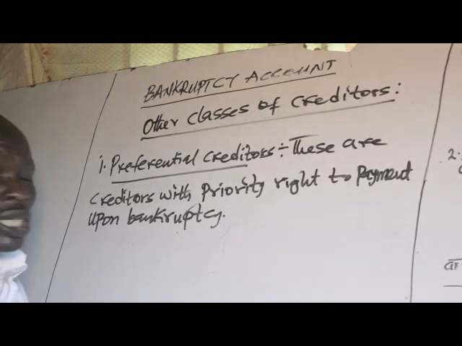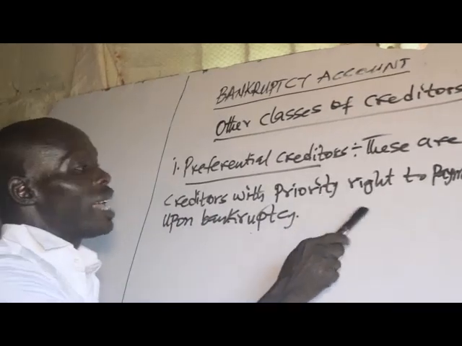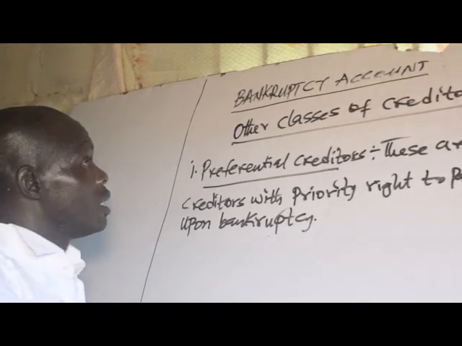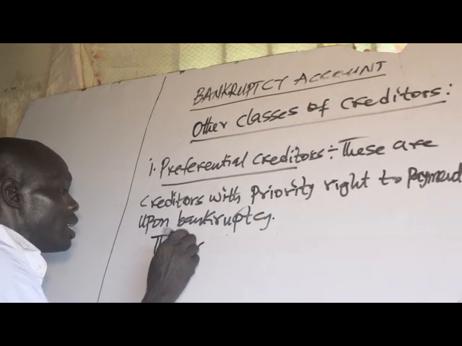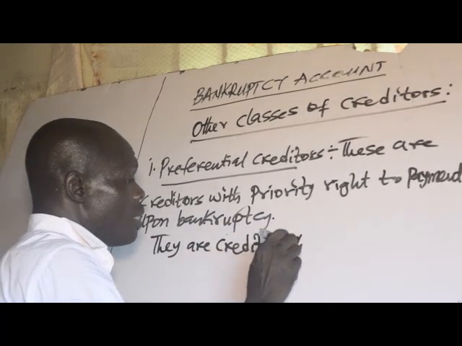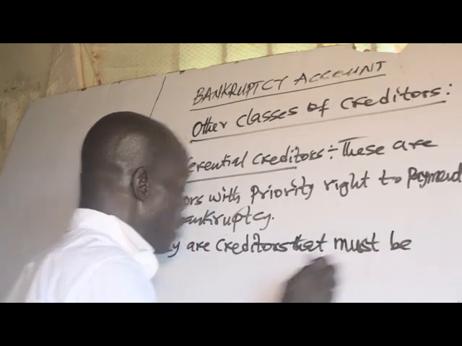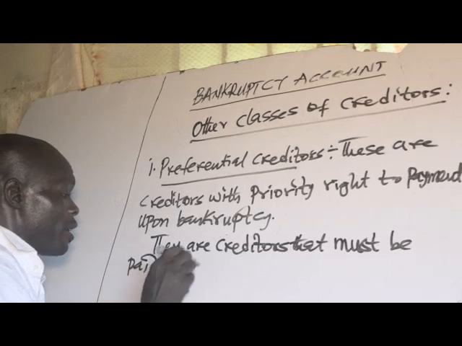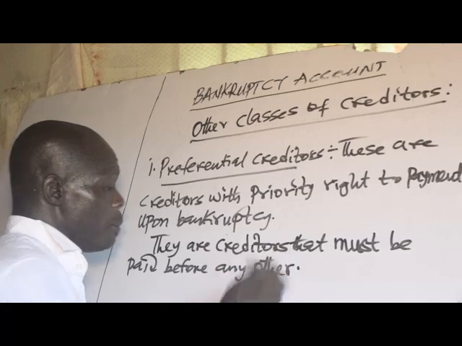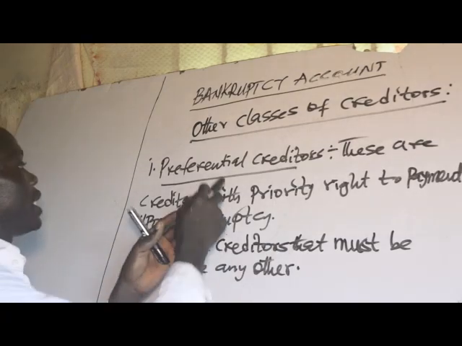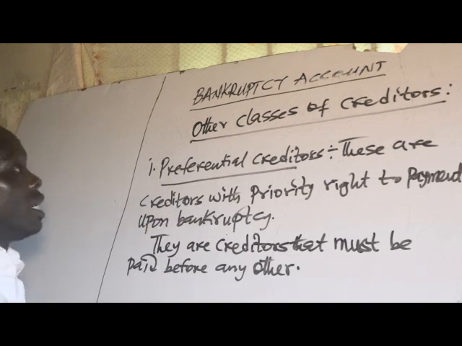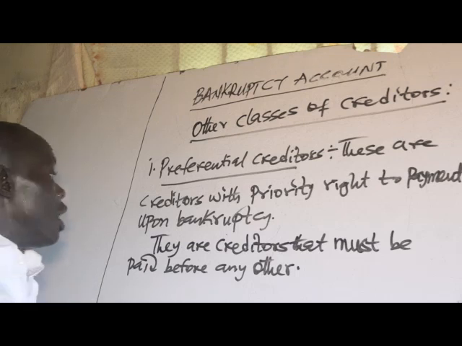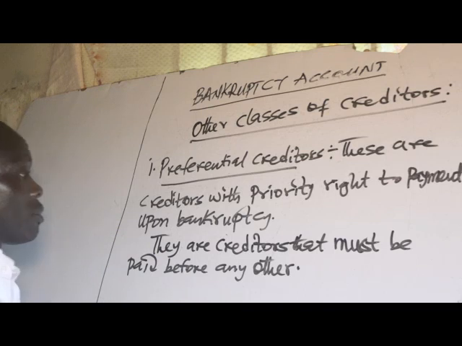Preferential creditors, I said they are the creditors with priority right to payment upon bankruptcy. They are creditors that must be paid before any others. Before any other creditors are paid, preferential creditors must be paid first. They are the creditors with preferential treatment. That is, they must be paid first before any other classes of creditors will be paid.